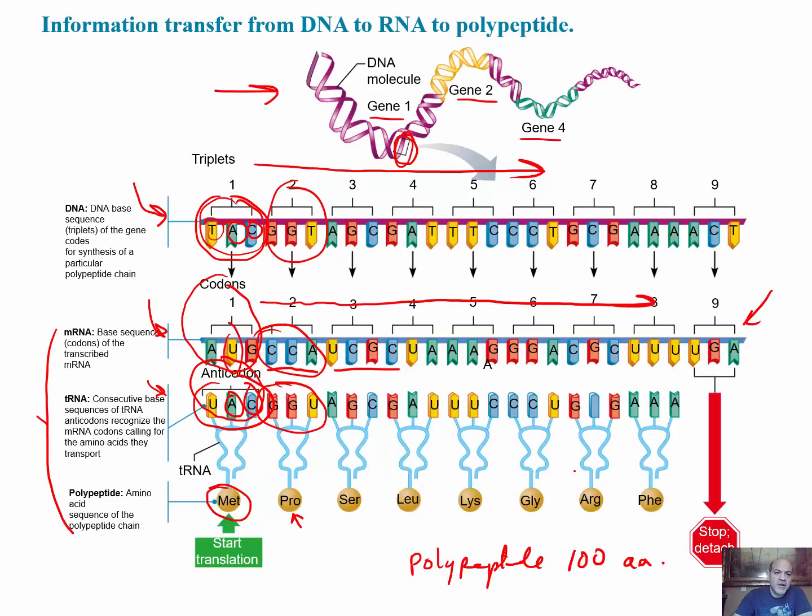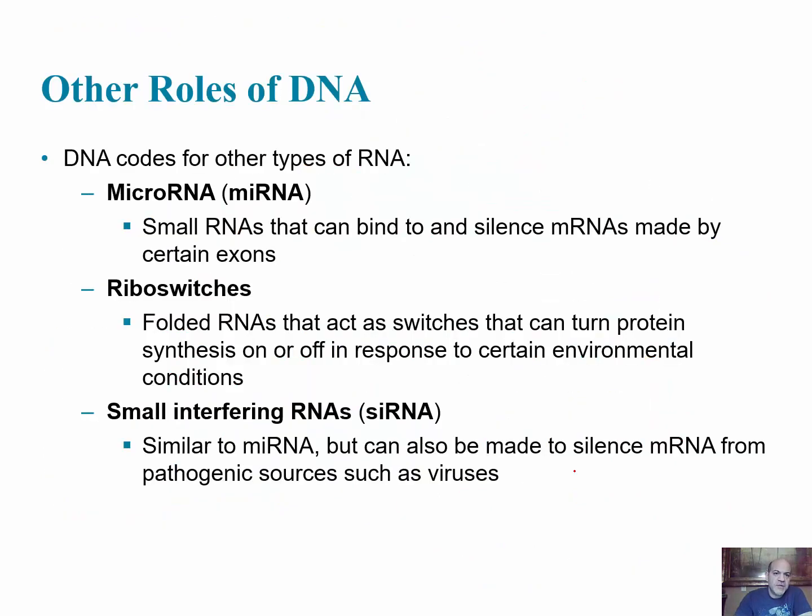So there are other types of RNA. I think here at the top it says roles of other DNA, but we'll be talking about RNA, so there should be roles of other RNA. So DNA can code for other types of RNA. There's microRNA or miRNA. These small RNAs combine to and silence mRNA, and that would be their role.